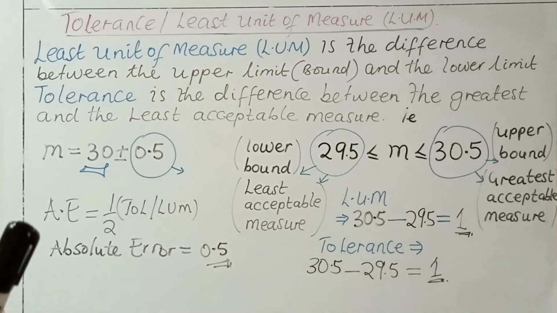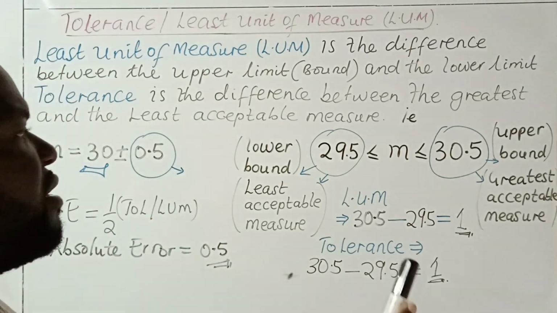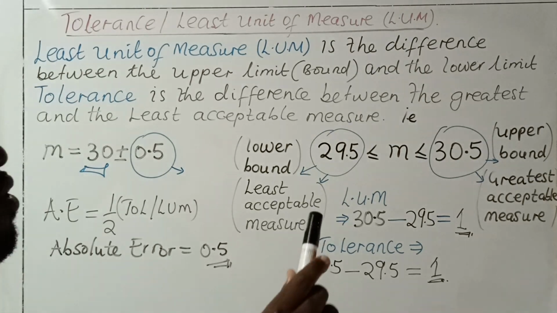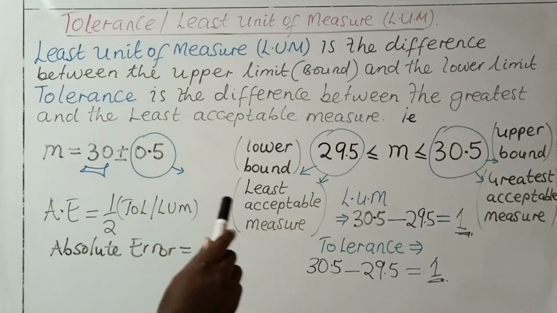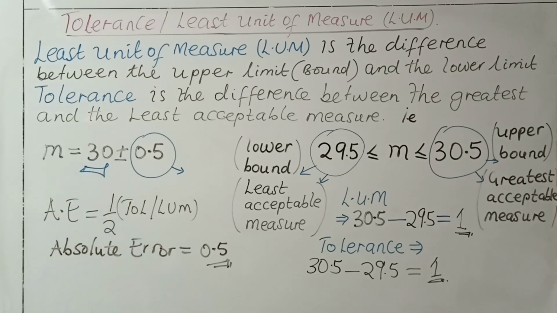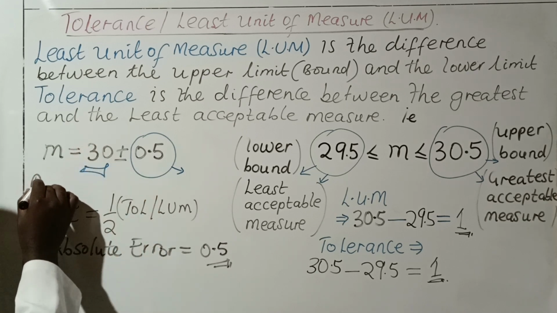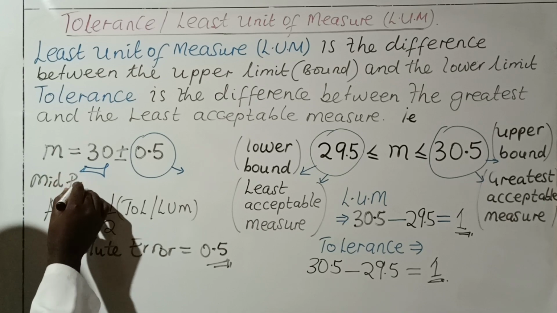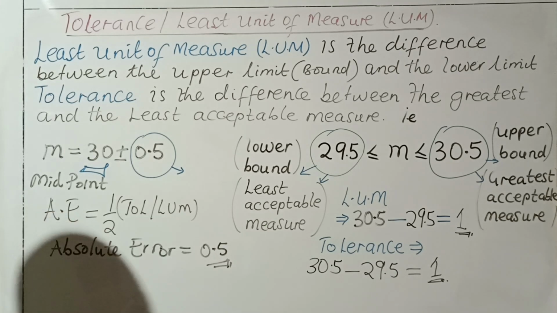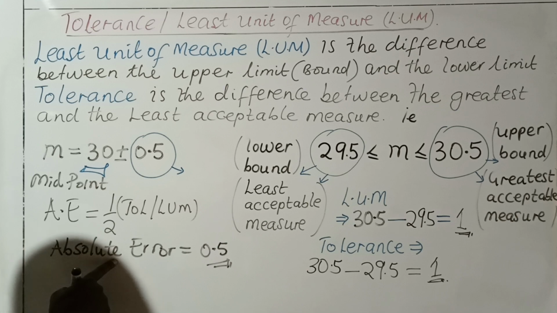Now, there is one other way in which the same mass represented in set builder notation like this one can be represented, where we could say M is equal to 30 plus or minus 0.5. This 30 here is actually the midpoint of this set builder notation, and 0.5 is our absolute error.